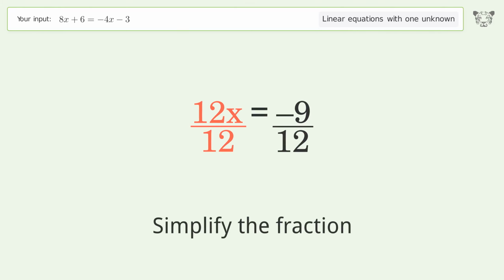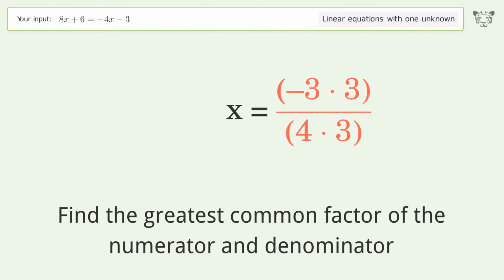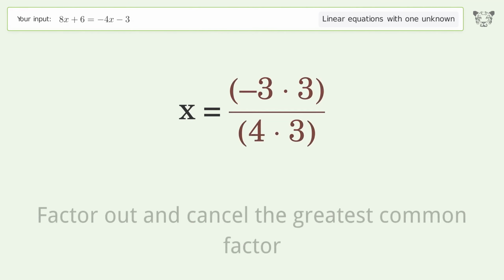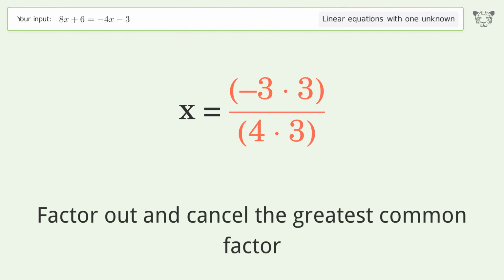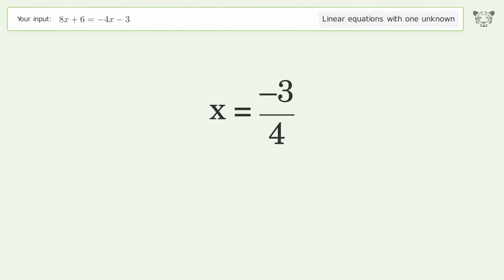Simplify the fraction. Find the greatest common factor of the numerator and denominator. Factor out and cancel the greatest common factor. And so the final result is x equals -3/4.